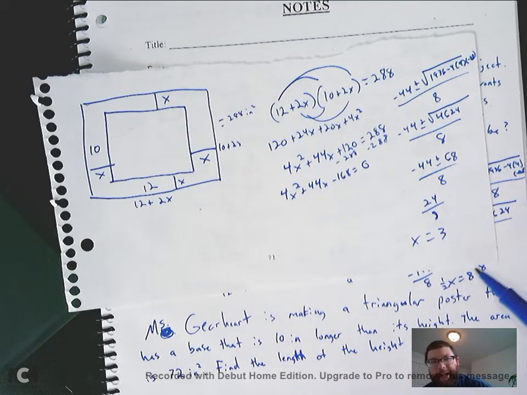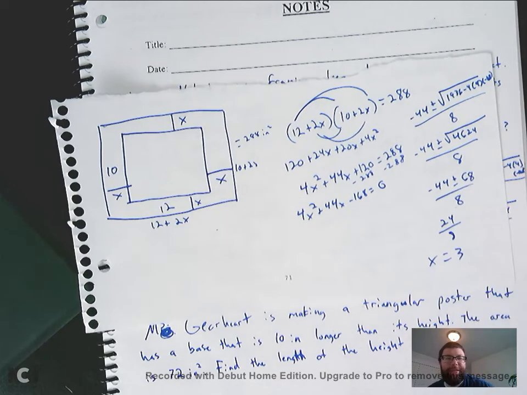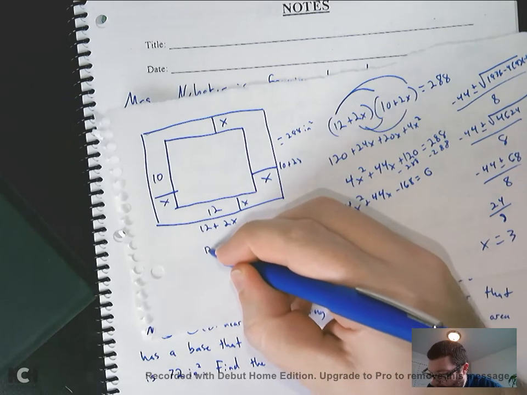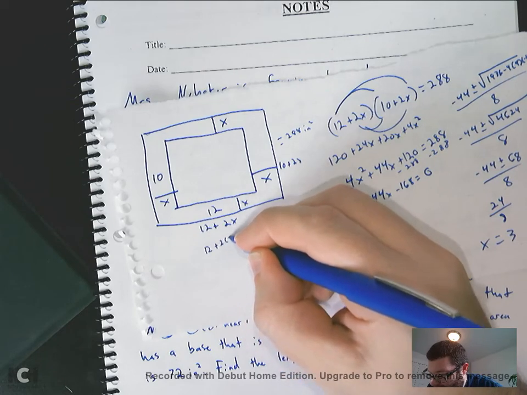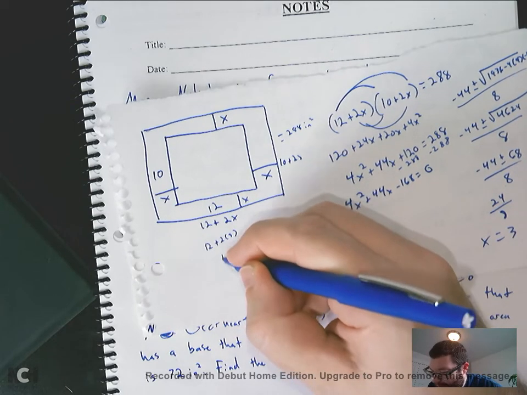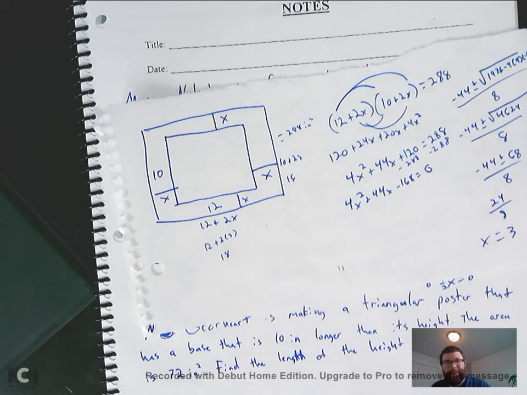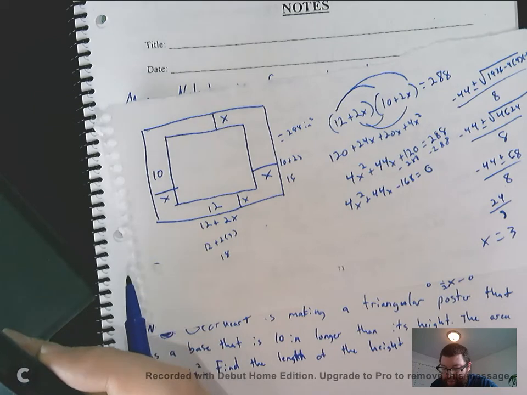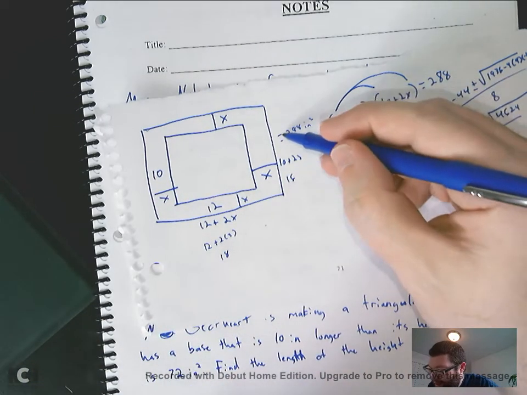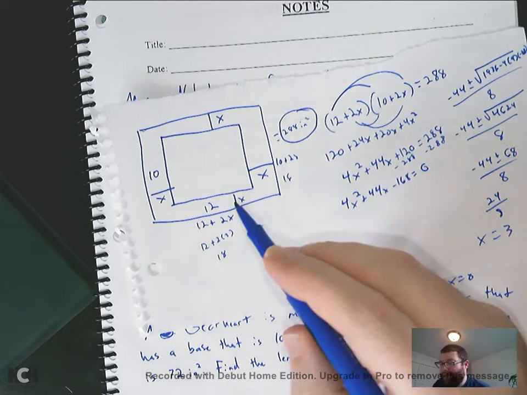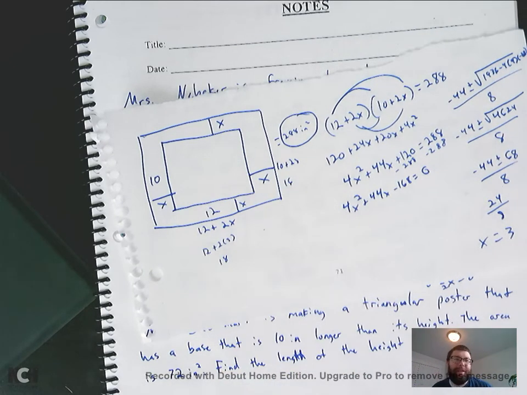Now, before I finish and say, hey, that's my answer, I'm going to check it. So if I do 12 plus 2 times 3, that'd be 6. I would get 18. And then I would get 16 here, right? 16 times 18 is 288 inches. So each of these borders has to be 3 inches long in order for that problem to work. Okay.